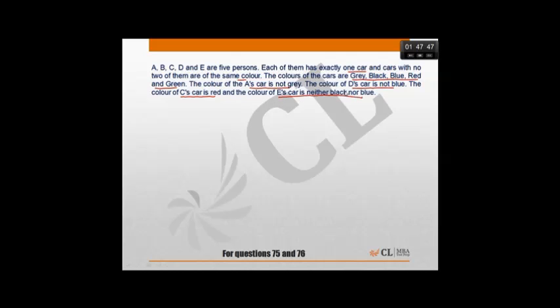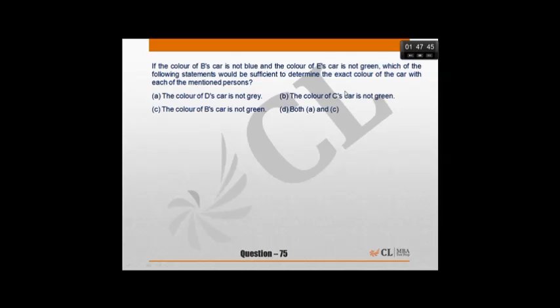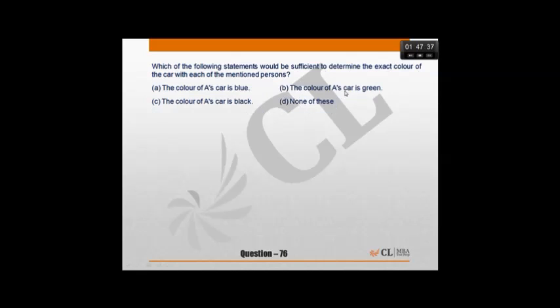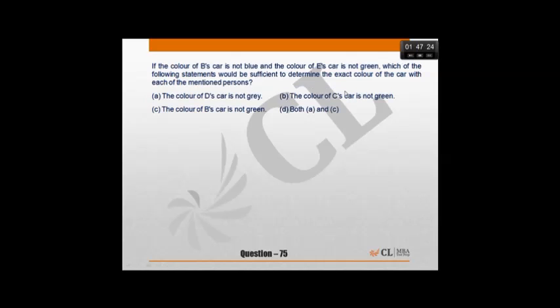Okay. Let's look at the question now. If the color of B's car is not blue and the color of E's car is not green, then which of the following statements will be sufficient to determine the exact color? What is the next one? Which of the following will be sufficient to determine the exact color? Now, the difference between these two is that here we are talking about all of them being about A, so that will be easier to work.